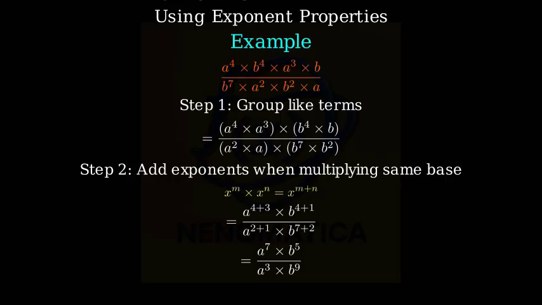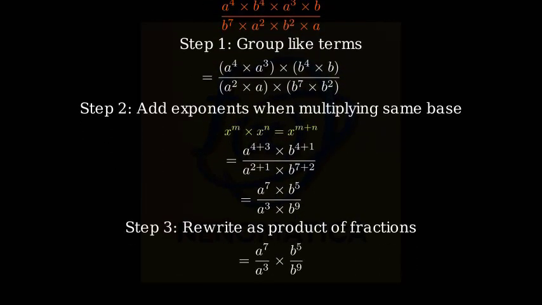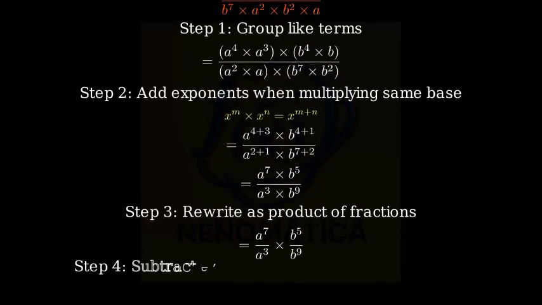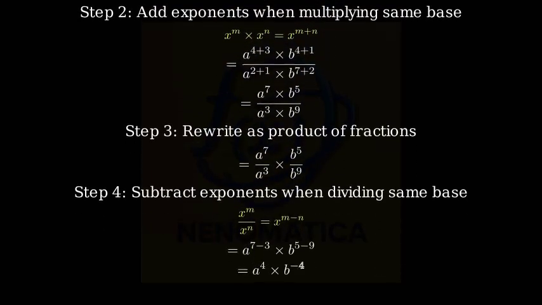Step 3. Let's rewrite this expression as a product of fractions, separating the terms with base a and the terms with base b. Step 4. Next, we'll apply another exponent property. When dividing powers with the same base, we subtract the exponents. So, a to the power of 7 divided by a cubed becomes a to the power of 4, and b to the power of 5 divided by b to the power of 9 becomes b to the power of negative 4. Step 5. Now let's express this with positive exponents only.